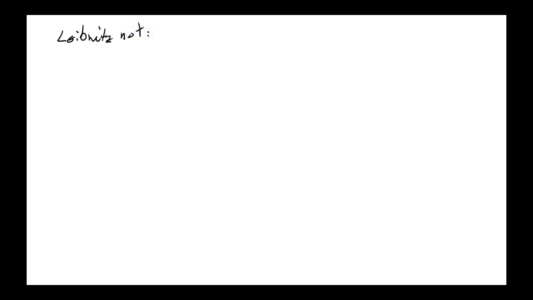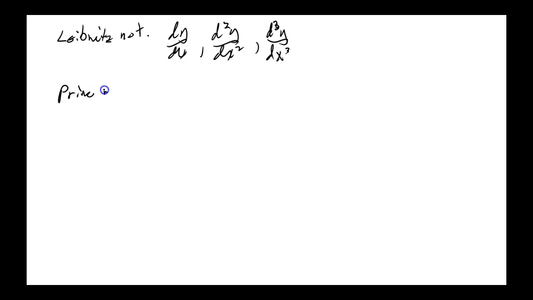okay, Leibniz notation, and that would be of this form: dy/dx, d2y/dx squared, d3y/dx cubed, or so on, okay? Or we will use the prime notation. Now the prime notation for this one would be y prime, this would be y double prime, this would be y triple prime, okay? So either one of those notations.